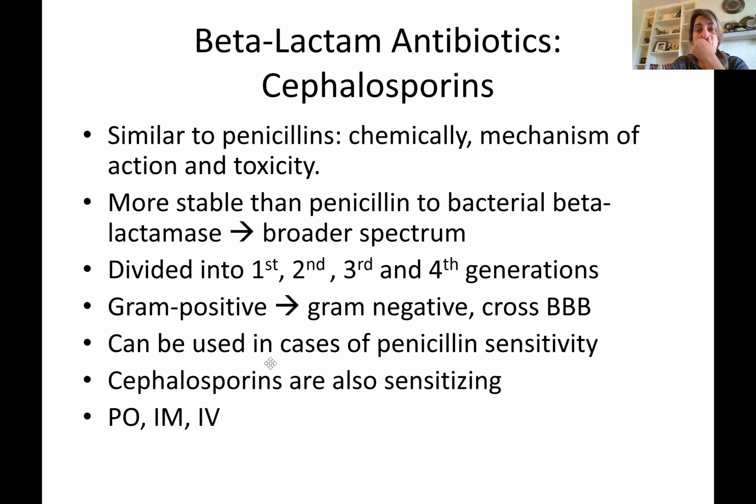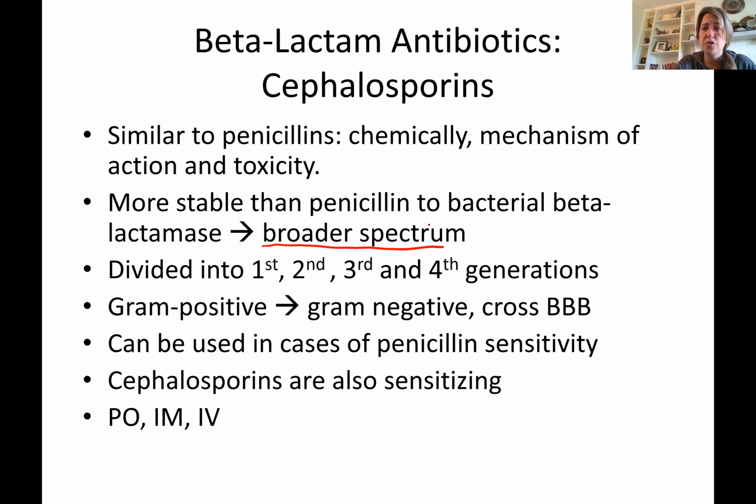Other types of beta-lactams would be cephalosporins, very similar to penicillin in the mechanism of action and toxicity. It is a little bit more stable than penicillin against bacterial beta-lactamase, which makes the cephalosporin a little bit broader spectrum, okay? Penicillin is more narrow, generally only for gram-positive bacteria. Because this one is a little bit more stable, it has a broader spectrum.